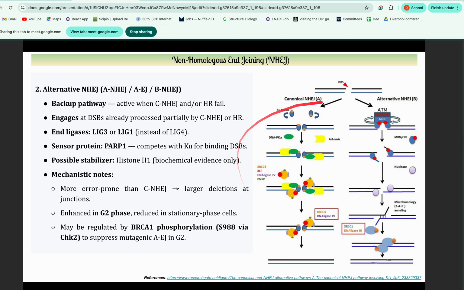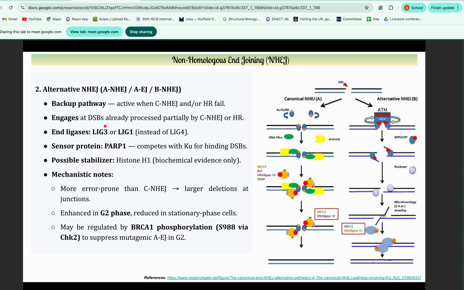And then comes alternative non-homologous end joining. Now how is it different? It is a backup pathway. If your canonical non-homologous end joining fails, or if homologous recombination fails, then this alternative NHEJ gets activated.